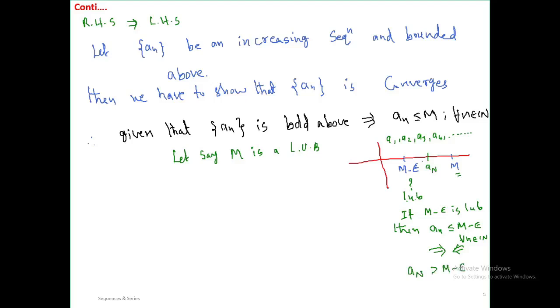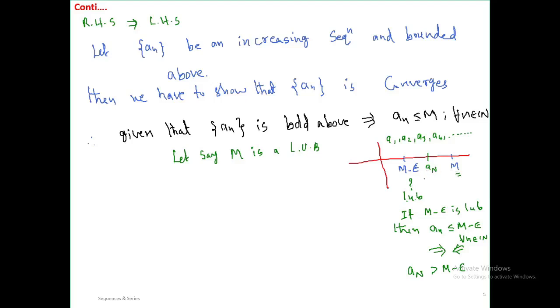That means there exists at least one term between m minus epsilon and m, because m minus epsilon is not a least upper bound. Okay, if m minus epsilon is not a least upper bound, definitely there exists a term which is more than m minus epsilon. For example, if such a term an does not exist, that means all the terms are below m minus epsilon. Then I can say that m minus epsilon will be the least upper bound. But here m minus epsilon is not a least upper bound, right? I have taken m as the least upper bound. So therefore, compulsorily one term will exist in between m minus epsilon and m. So there exists one term an.